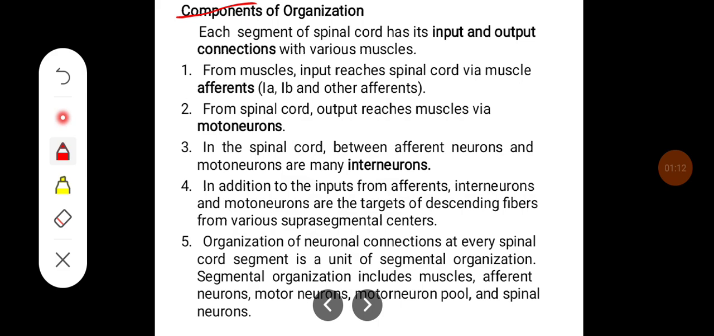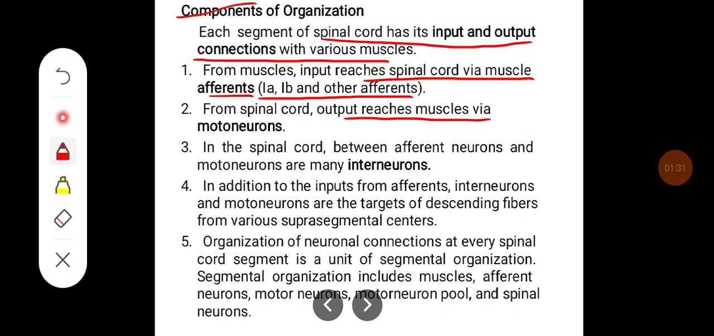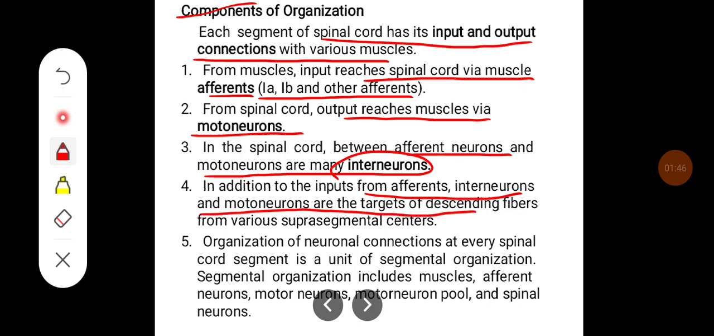Components of this organization. Each segment of spinal cord has its input and output connections with various muscles. From muscles, input reaches spinal cord via muscle afferents. It could be through 1A, 1B or other afferents. From spinal cord, output reaches muscles via motor neurons. In the spinal cord, between afferent neurons and motor neurons are many interneurons. In addition to the inputs from afferents, interneurons and motor neurons are the targets of descending fibers from various suprasegmental centers.